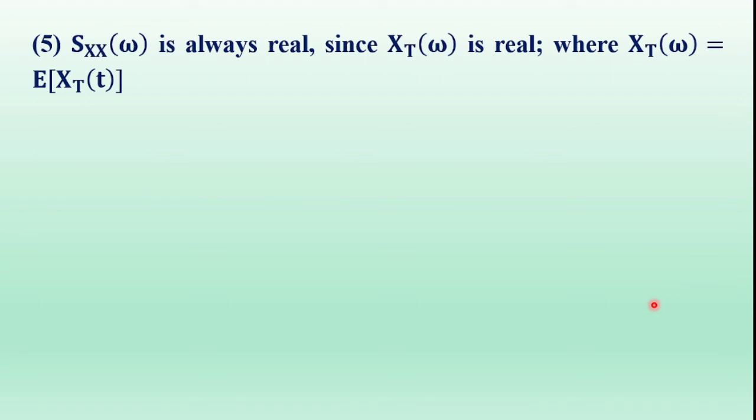The next property is: the power spectral density of the random process is always real, since Sxx of omega is real.